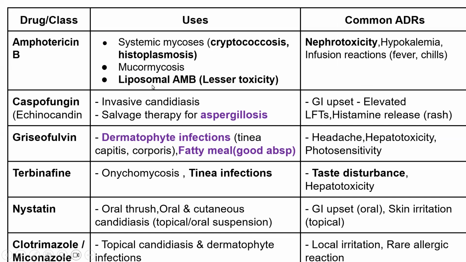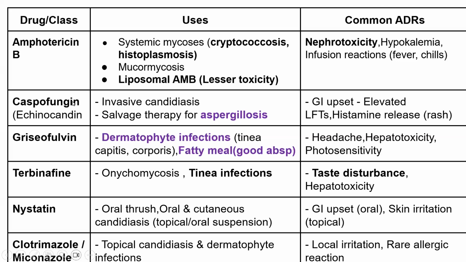and the liposomal form of this drug is less toxic. Otherwise, it causes more nephrotoxicity. So we have to give normal saline infusion before giving this drug, and infusion reactions are common. So to prevent this toxicity, nowadays liposomal amphotericin B is available, but the only thing is it is more costly.